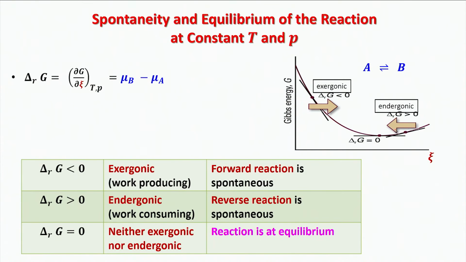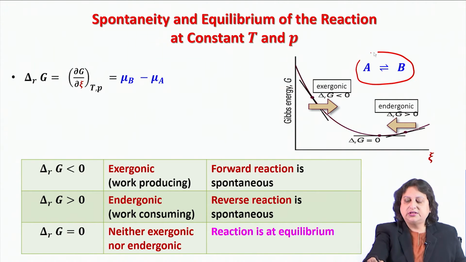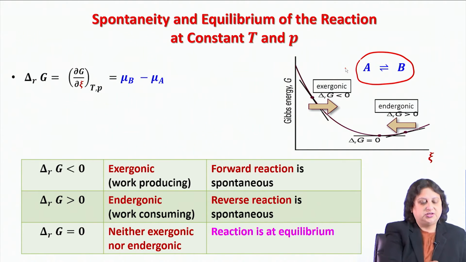So let me now summarize the picture that we have shown here. We have defined, for the simple chemical reaction A reversible B, the reaction Gibbs energy.